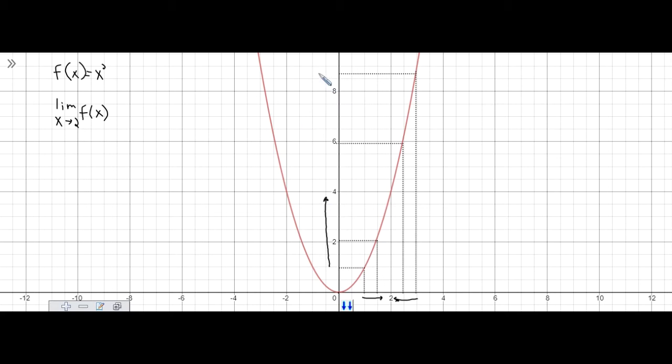As the x's approach 2 from the left and the right, the y's approach f of 2, or 4, from the top and the bottom. So what this means is that since this is a nice, smooth, continuous function, as the x's approach 2, the y's approach whatever the function is at 2. So we can just plug 2 right into f of x and get 4.